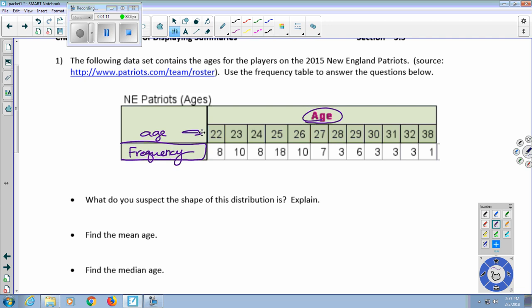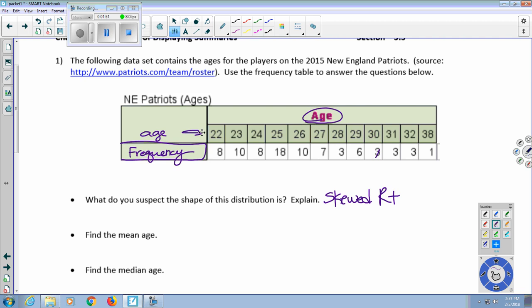So what do we suspect the shape of the distribution is? Of course that's always easier to do if we can see it graphically, but looking at the table we see, okay, there's 8 at 22, 10 at 23, 8 at 24, so 18 players at 25, and then we kind of trickle off a bit. We go down to having 6 players, 3 players at age 30, 3 players at 31. It looks to me like this would be skewed right. So we'd have a tail going off in the right direction.